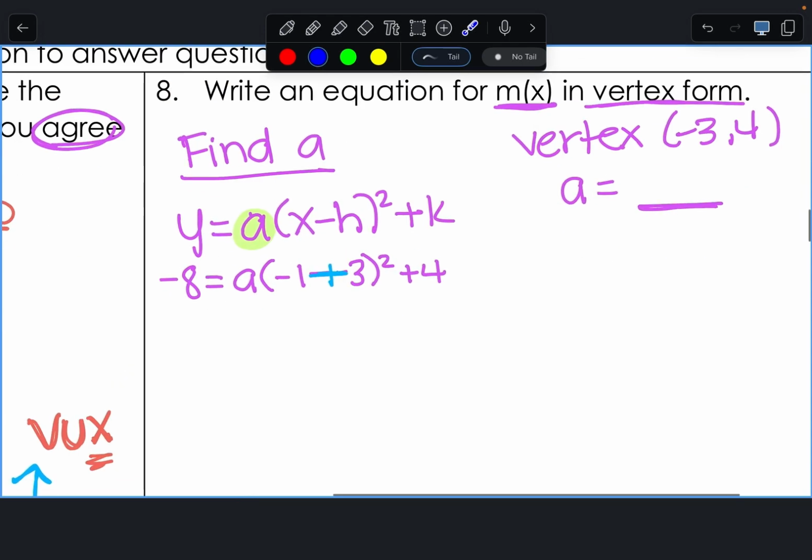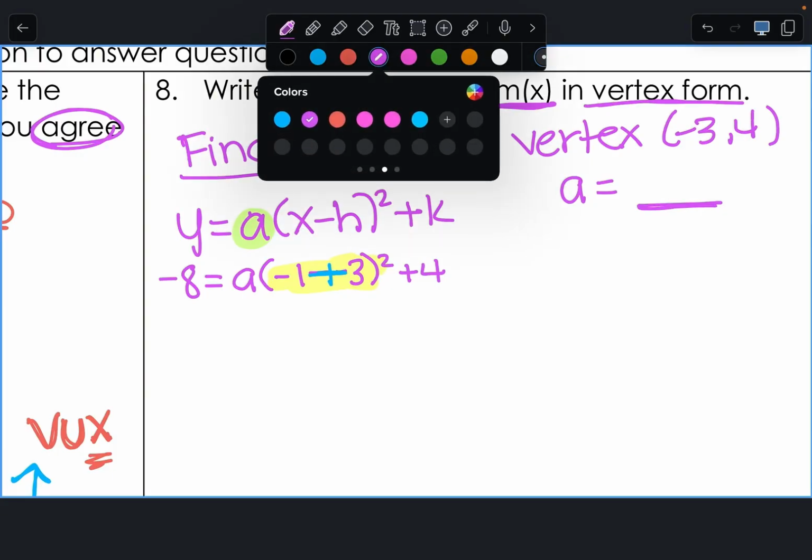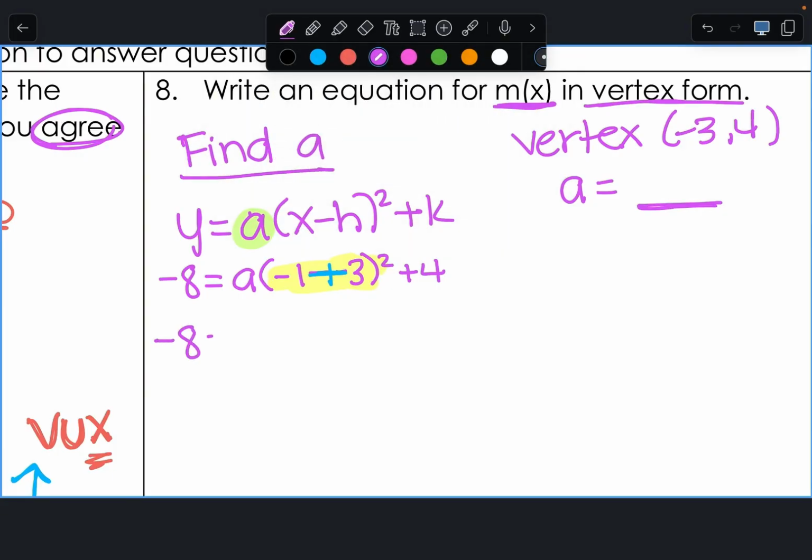We can solve. We start solving by taking care of the parentheses. -1 plus 3 is what? Or 3 minus 1? 2. And 2 squared is? 4. Would we write this as A4 or 4A? 4A. This part we would write as 4A, not A4. Coefficient always goes in front of the variable. Number goes in front of the variable, not behind.